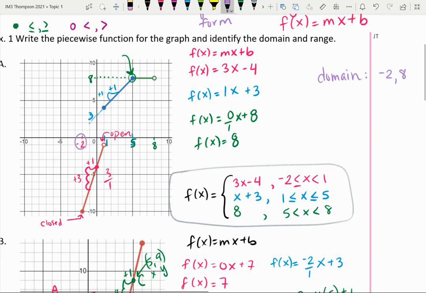and I need to pick whether I have square brackets or round parentheses. Because the point at x equals negative 2 is closed, that's going to be a square bracket. It means it includes negative 2. And because the point where x is 8 is an open circle, it's going to be a parenthesis.